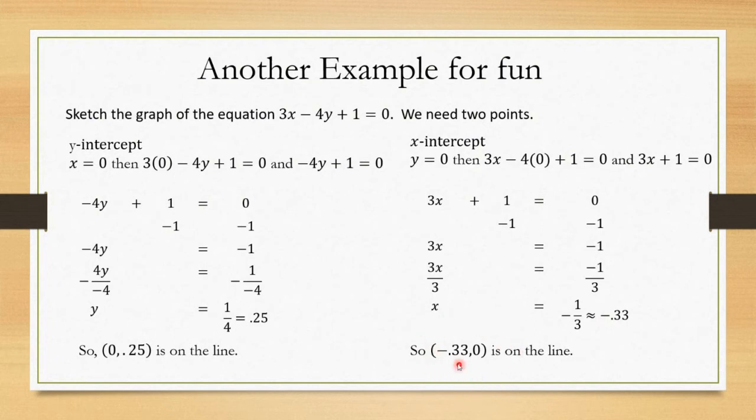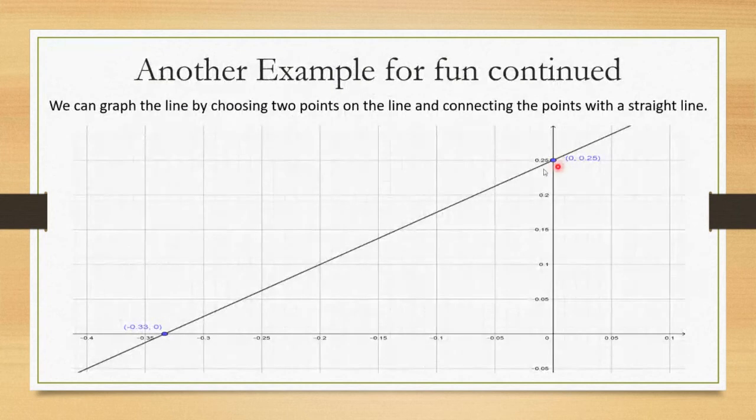Okay, so we have these 2 points on a line. And again, once you have 2 points, you just connect the dots, so to say, by a straight line. And that's the line you get. So we get this. Okay, so that's what we have here. Are there any questions about that?